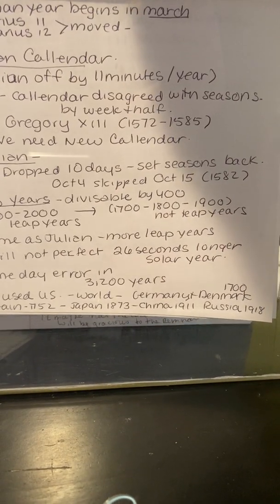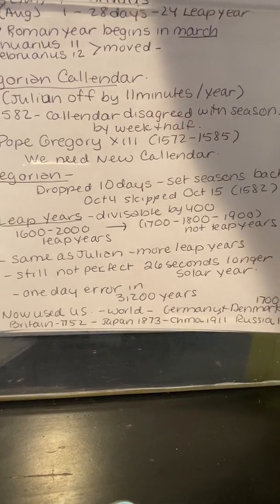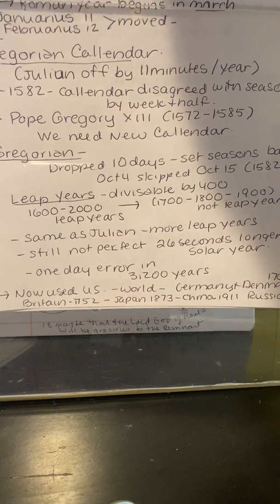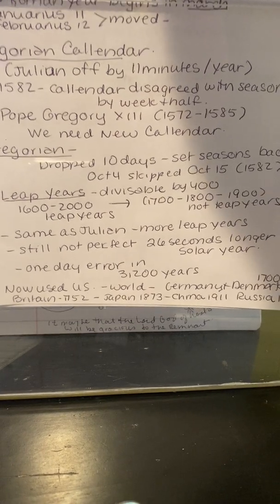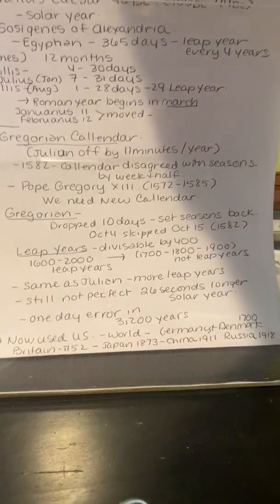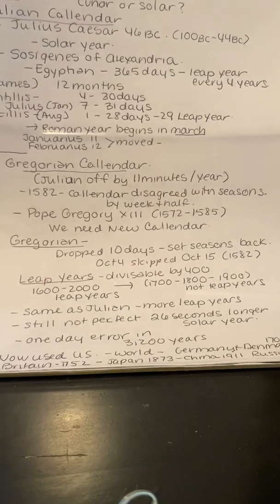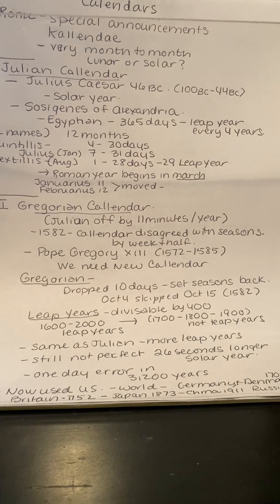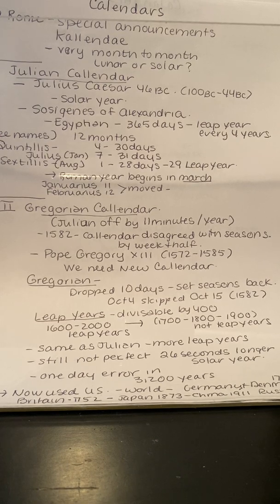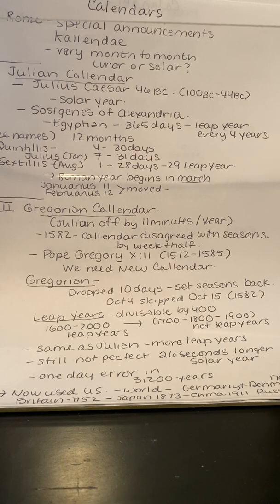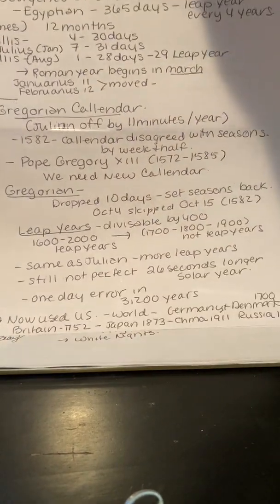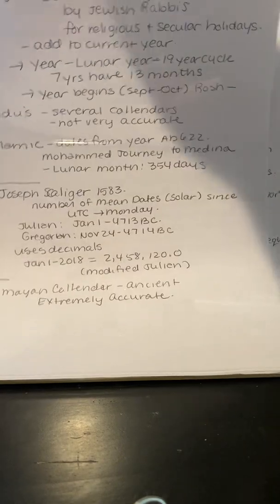In fact, it was still 26 seconds longer than a solar year. So there's an error of 1 day, but the error wouldn't happen until 3,200 years in the future. So even the Gregorian calendar would still be off, but now we use this Gregorian calendar all over the world. In fact, we use it in America. In 1700, Germany and Denmark decided to use it. Then Britain in 1752, Japan in 1873, China in 1911, and Russia in 1918. So those are there at the bottom. So that's the two basic calendars.